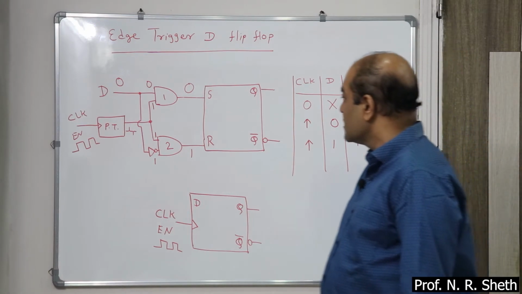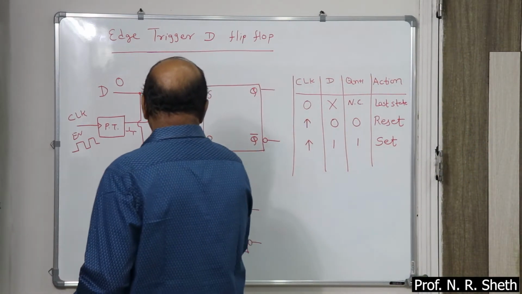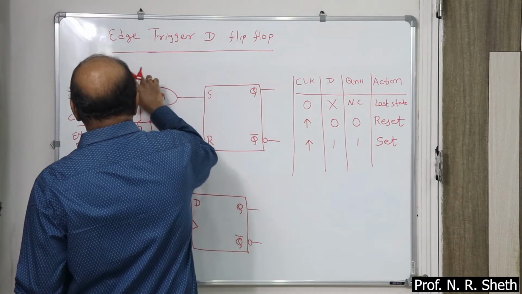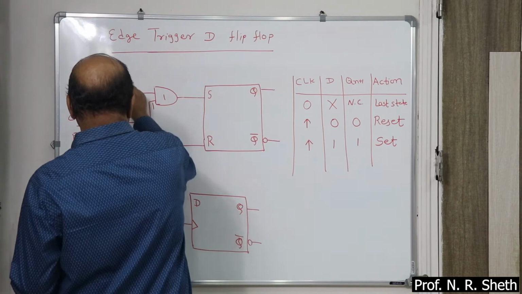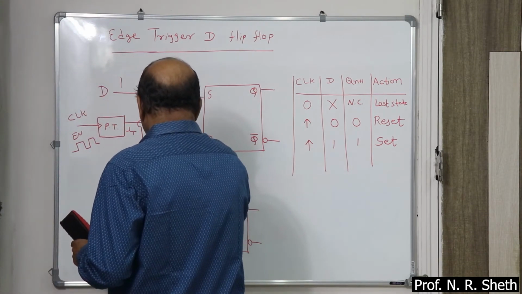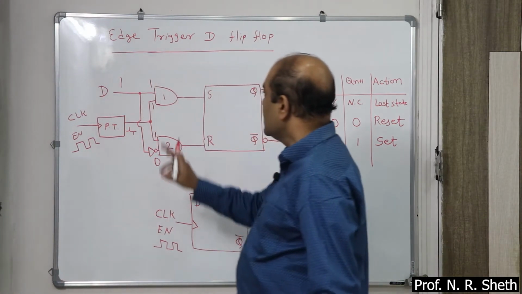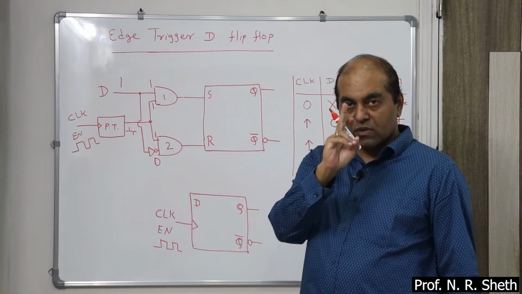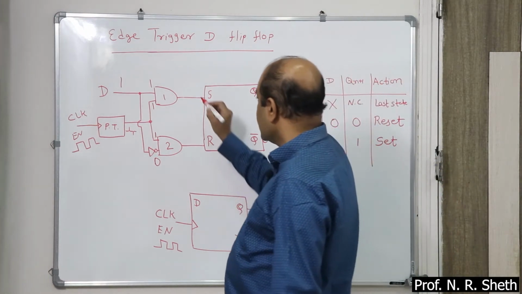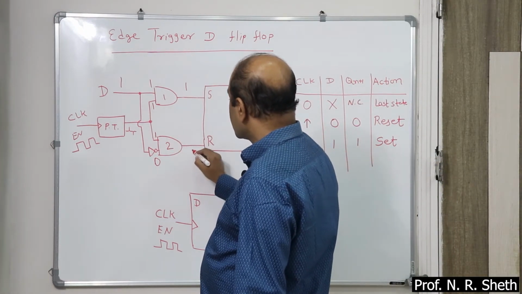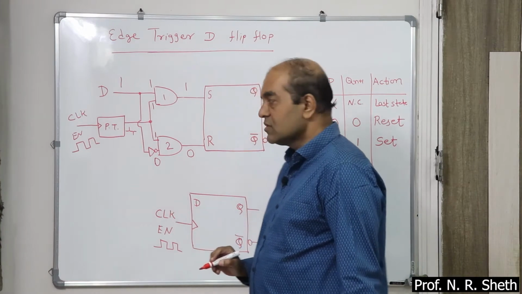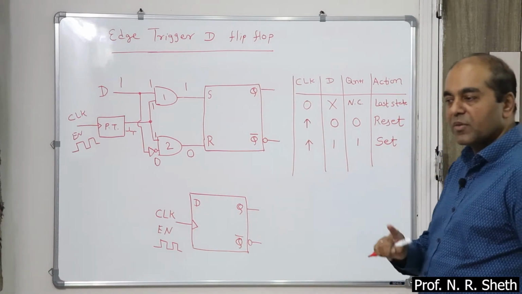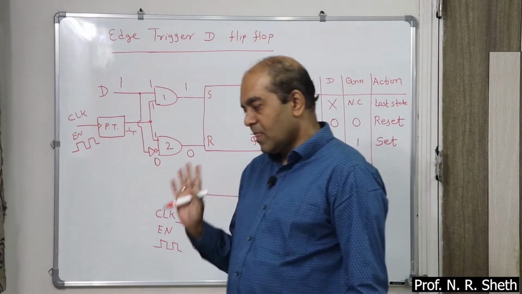Second possibility, D is 1. So this part is 0. D is 1, so both the inputs of gate number 1 are high, while gate number 2 is low. So Q is 1. You can say that flip-flop is set.